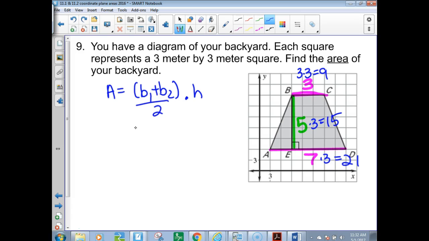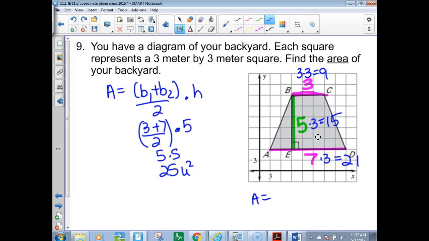All right, so say you did the area formula without tripling those numbers in the beginning, you would have 3 plus 7 divided by 2, and then you would multiply by 5. That's 10 divided by 2, 5 times 5. So you'd have 25 square units. But that's not the actual area, because the yard is 3 by 3 square meters for every one of those squares. So let's see what we get if we do it by tripling the dimensions.